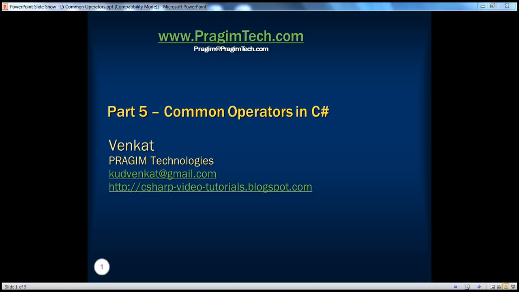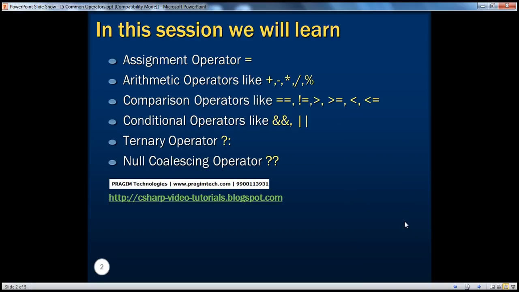In this part, we will look at the common operators in C Sharp. Just like any other programming language, even C Sharp has some common operators. We can classify these operators into assignment, arithmetic, comparison, conditional, ternary, and null coalescing operators. The assignment operator in C Sharp is equal to, and similarly we have several arithmetic operators like plus, minus, etc. Let's look at some simple examples on how to use these operators.